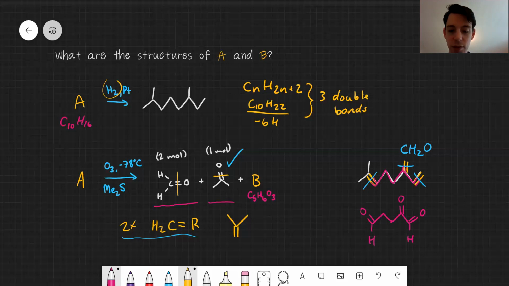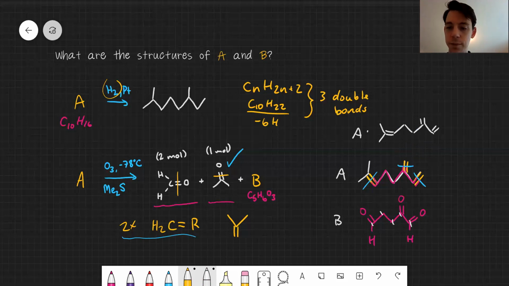Okay, and I always like to just double check by counting my atoms. 1, 2, 3, 4, 5 carbons. Okay, 1, 2, 3, 4, 5, 6 hydrogens and 3 oxygens. So this looks pretty convincing to me that this is indeed B, which would make this a correct form of A. Okay, a little marked up, but we could redraw it. Okay, so here is a cleaner version of A.